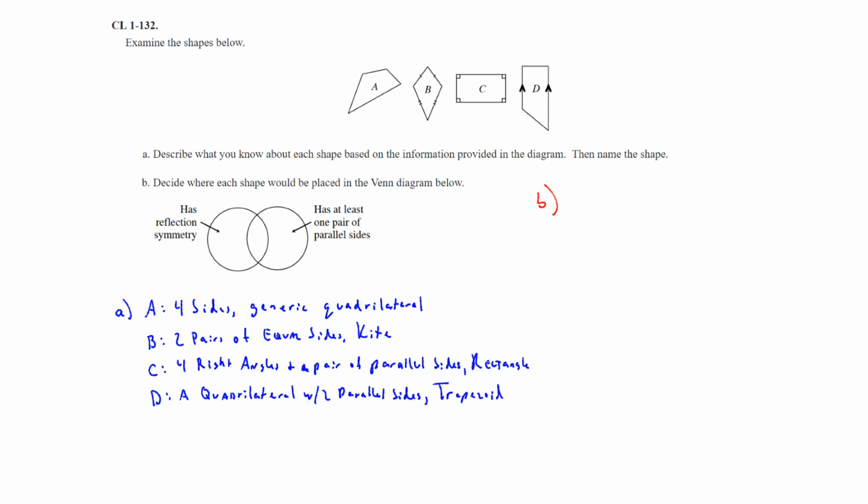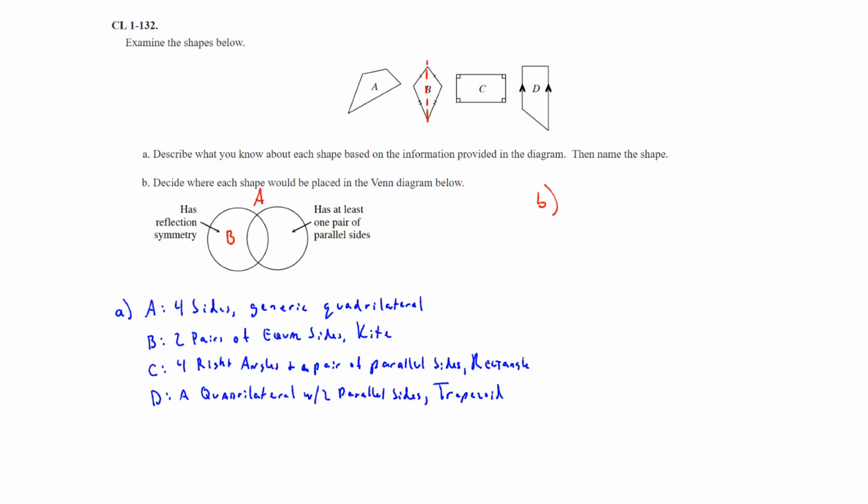Let's see what it asks. Part B, decide where each shape would be placed in the Venn diagram below. So one circle is reflection symmetry, and the other is at least one pair of parallel sides. On part A, the generic rectangle, it doesn't have reflection symmetry, and it also doesn't have at least one pair of parallel sides, so that's outside of it. On B, B has reflection symmetry, so you can reflect across that line, but it doesn't have any pair of parallel sides, so B would be over here.